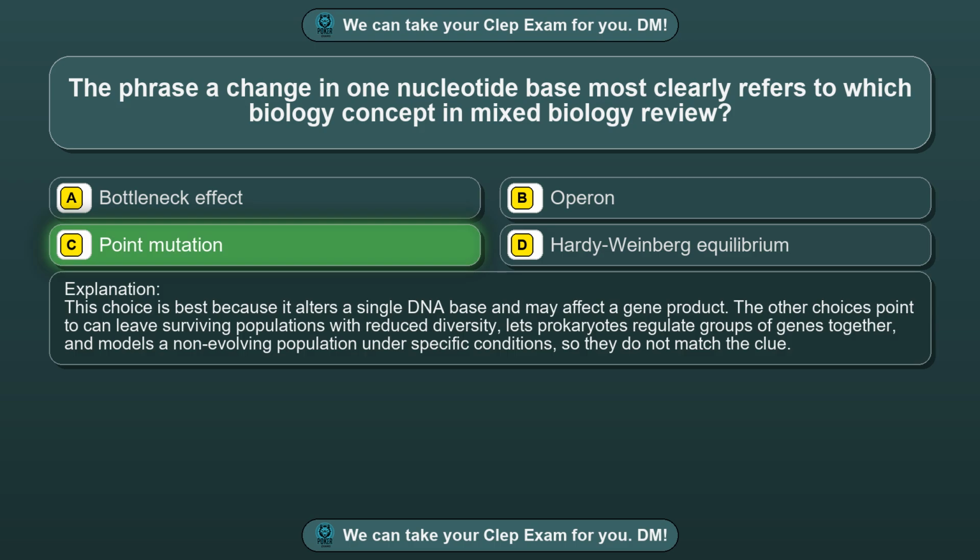This choice is best because it alters a single DNA base and may affect a gene product. The other choices point to can leave surviving populations with reduced diversity, lets prokaryotes regulate groups of genes together, and models a non-evolving population under specific conditions, so they do not match the clue.